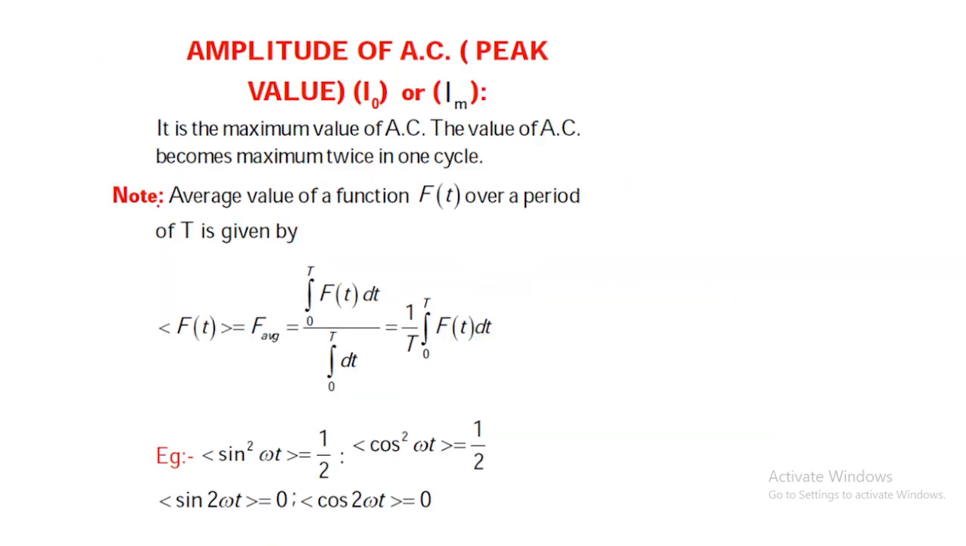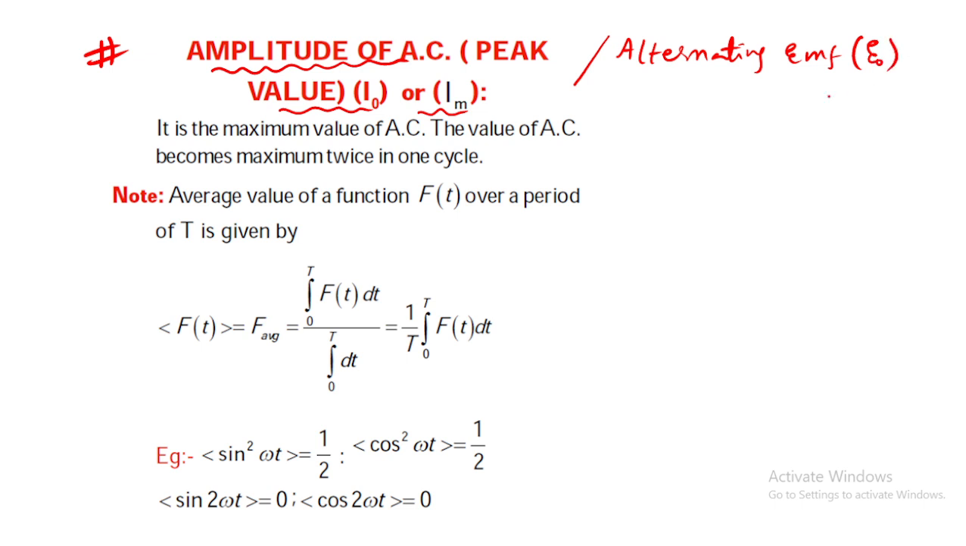Next, listen. Next we have the amplitude of AC. Amplitude means the maximum value, which is the peak value, which we can call I naught, or else I can say I M. The same applies to the amplitude of alternating EMF, which is also E naught. Here the current, we can define it as the maximum value of AC.